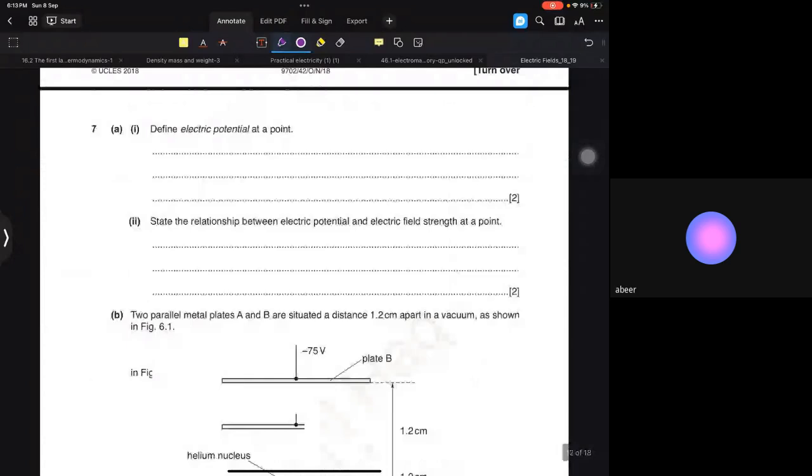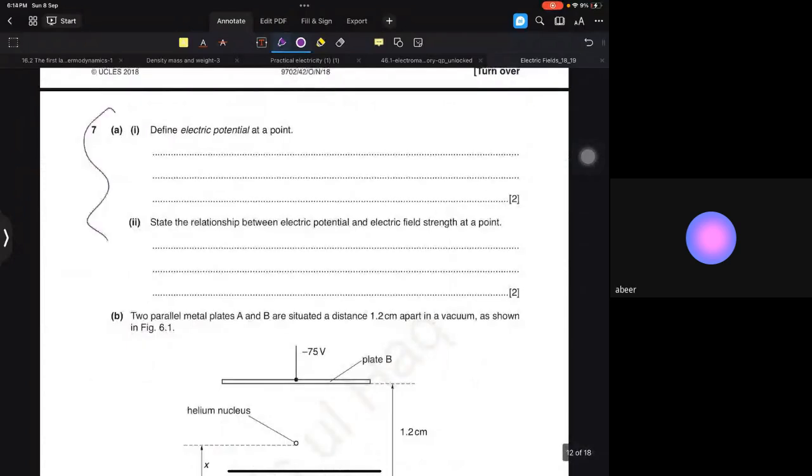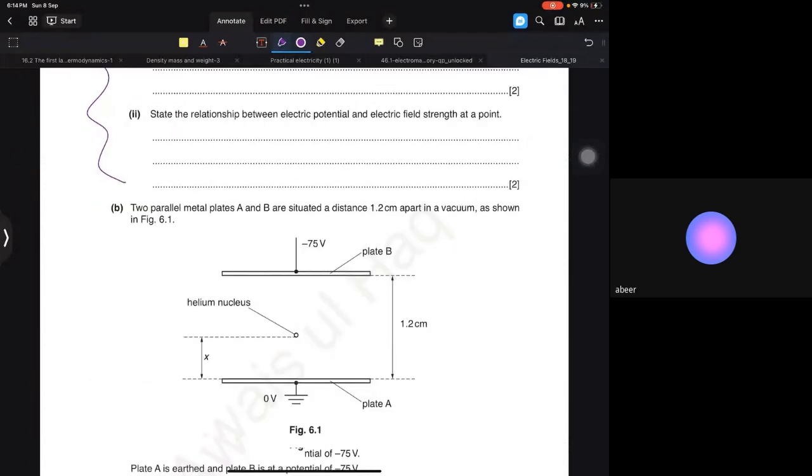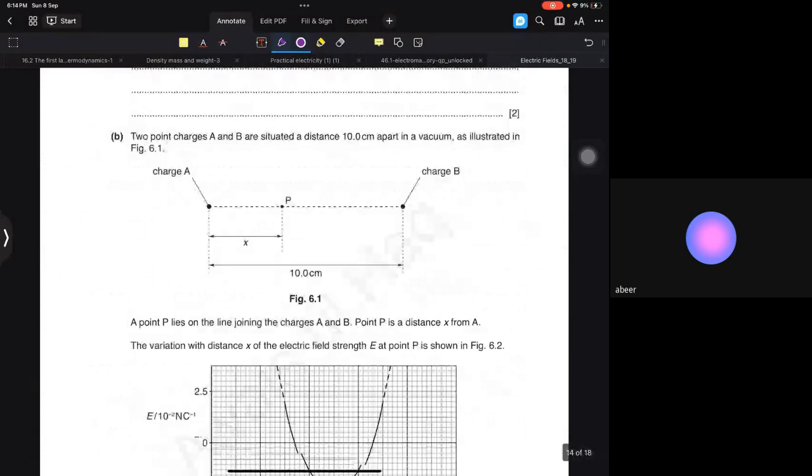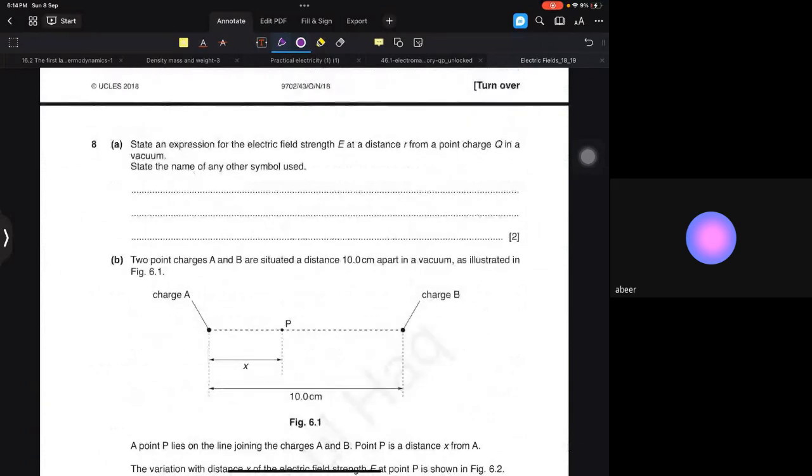Right. Now going to the next one. Again, the same thing he has asked, and I think this one's a repeated question. State an expression for electric field strength at a distance r from point Q in a vacuum. State any symbol you use. Now, just remember, I have repeatedly used the equation E equals kQ over r squared all the time. But I told you k is not a real constant, it is a derived form of the real constant.